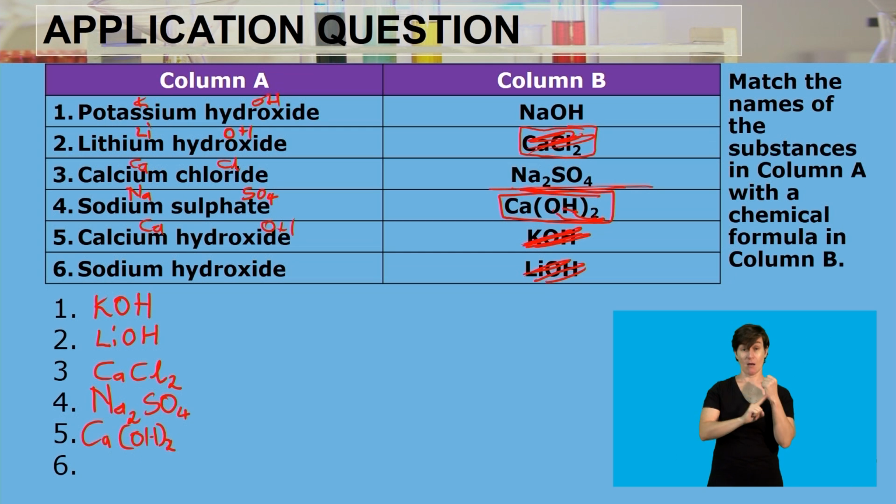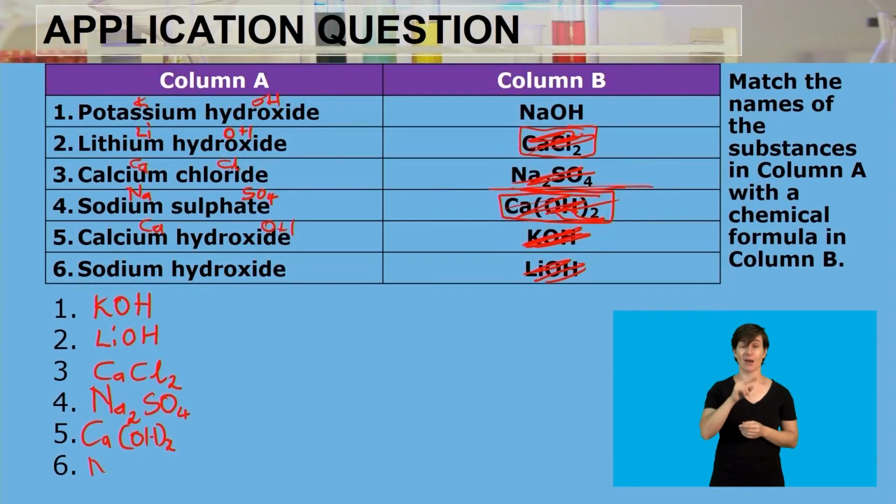And then obviously the last one. So that was dealt with and this is dealt with. The last one, sodium hydroxide. Obviously, that's the remaining one. We know sodium is Na, hydroxide is OH. So therefore, the chemical symbol for sodium hydroxide is NaOH.